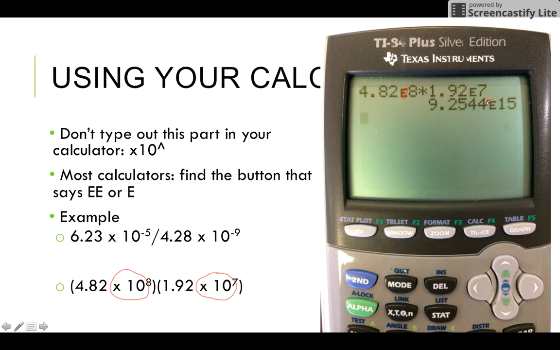So this E, remember, means times 10. When you write your answer down on your paper, you cannot write E15. You have to write out 9.2544 times 10 to the 15. It is incorrect if you just write E. It is also incorrect if you just write 9.2544. That's an extremely small number compared to the actual correct answer.